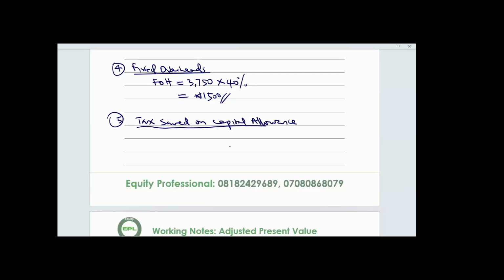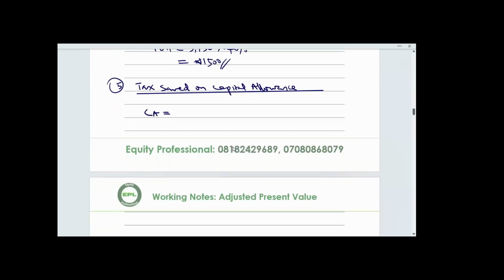First thing first, I need to calculate capital allowance. Tax saved is calculated as capital allowance multiplied by the company tax rate. So I need to first calculate capital allowance. Capital allowance is cost minus scrap value, divided by the useful life, because the examiner has told us that it's on a straight line basis.